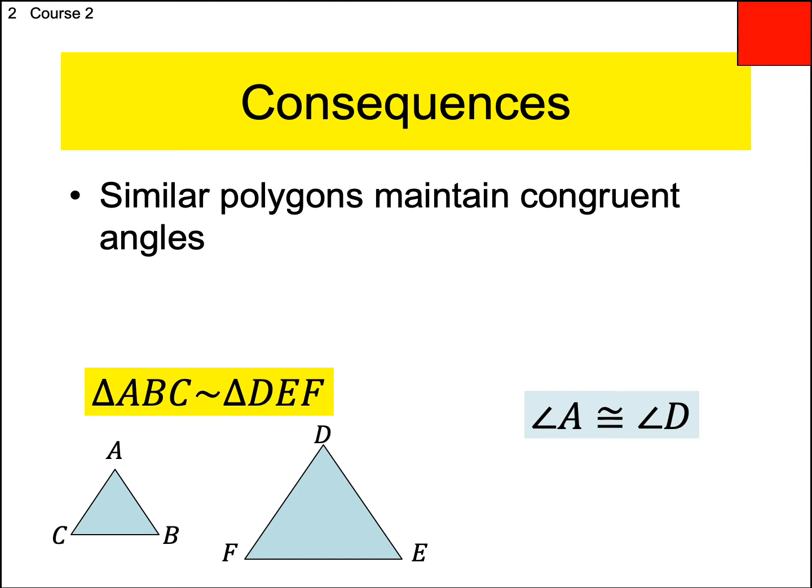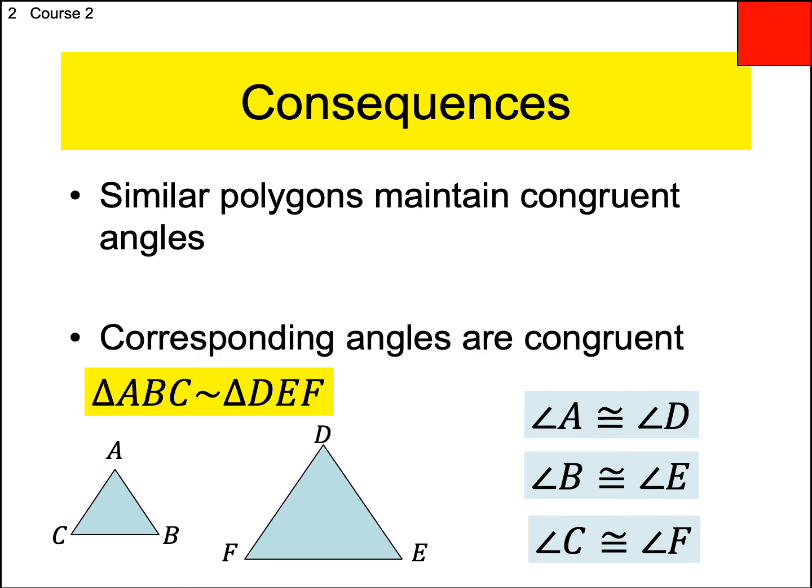So angle A is the same as angle D. Angle B, the lower right, is the same as the lower right on the larger one. So B is congruent to E, and then lastly, C is congruent to F. Okay, so the first consequence is that if two shapes are similar, then their corresponding angles are congruent.